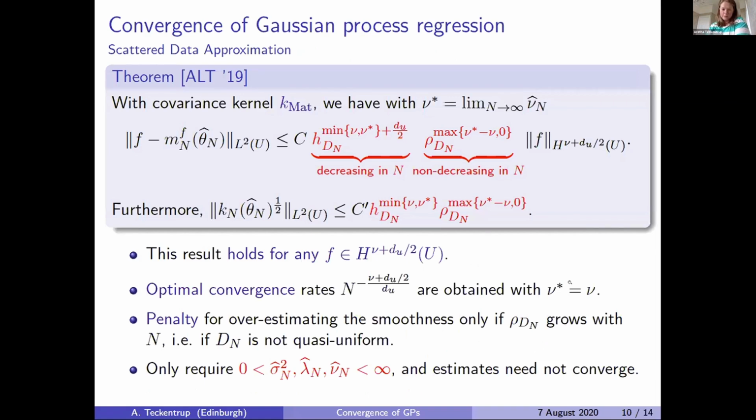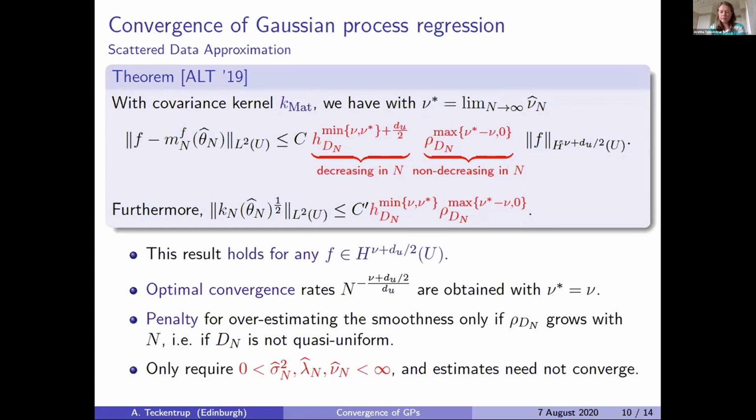So I know it looks a bit complicated, there's a lot of things to take in. So let's look at all the different things. So this is an error estimate now for the difference between my true function f and the mean of the Gaussian process posterior. Okay? And I can show in L2, this can be bounded in terms of this thing here. Right? So we have a general constant.